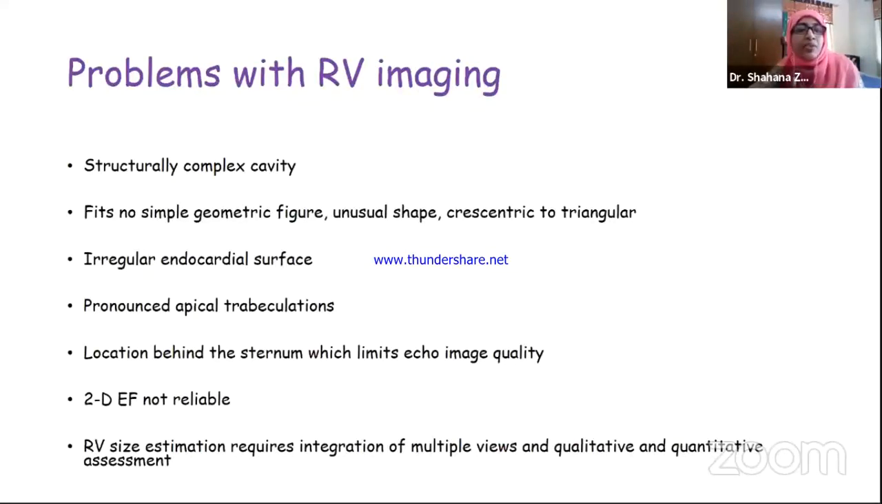It is a structurally complex cavity, fits no simple geometric figure, with an unusual shape, like crescentic or triangular. It has an irregular endocardial surface and pronounced apical trabeculation, and as it is located behind the sternum, which limits echo image quality, 2D ejection fraction is not reliable at all. RV size estimation requires integration of multiple views and qualitative and quantitative assessment.